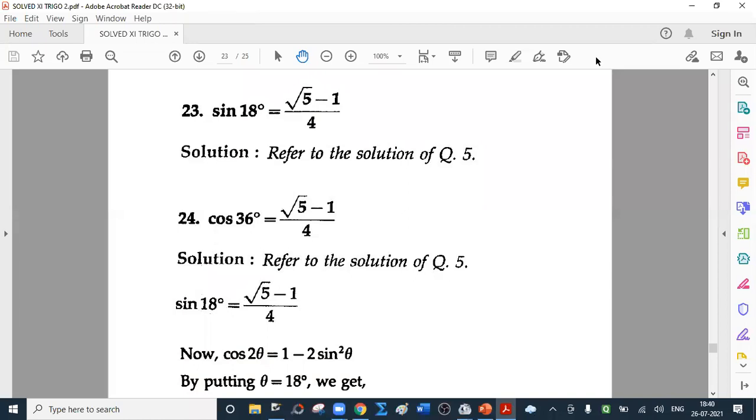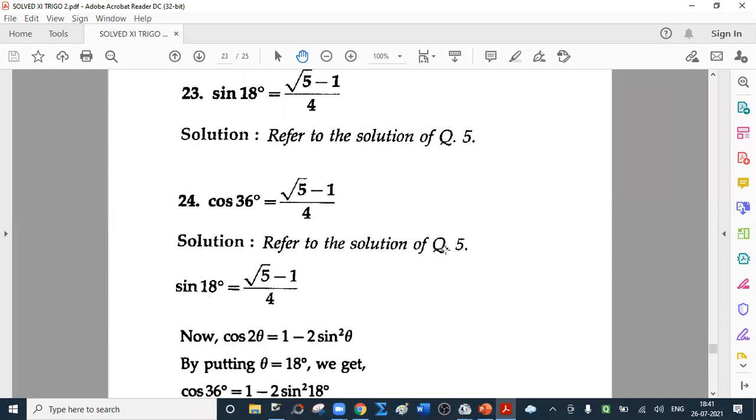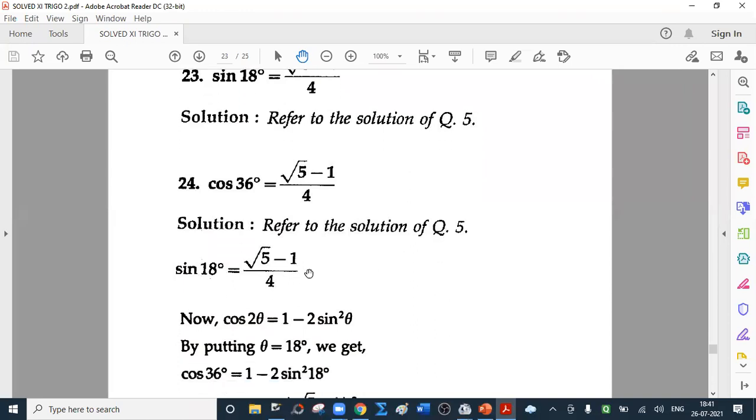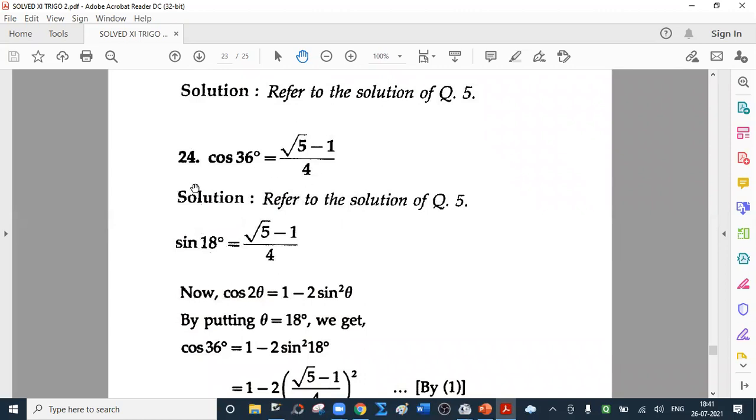Now 23rd, prove that sine 18 degree is root 5 minus 1 upon 4. We have already proved this result. Refer to solution of question 5. Cos 36 degree is root 5 plus 1 upon 4. See, we have already proved the result. Sine 18 degree equals root 5 minus 1 upon 4. Now you will ask me, if this sum is asked in exam, what should be done? Basically, this won't be asked in exam. Or you will be asked that using sine 18 degree, prove that.